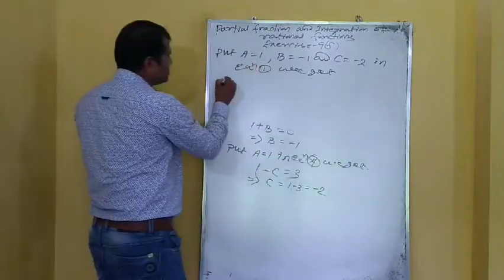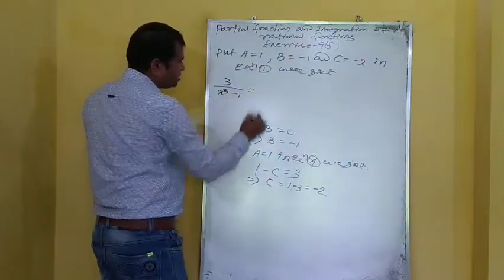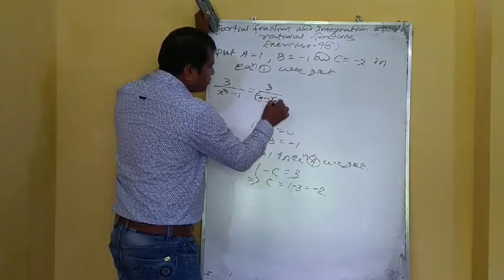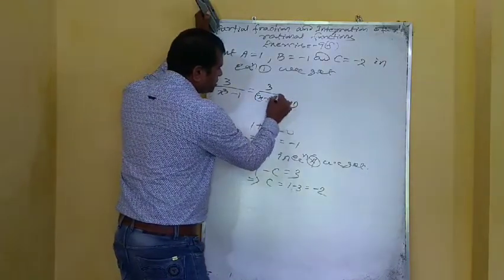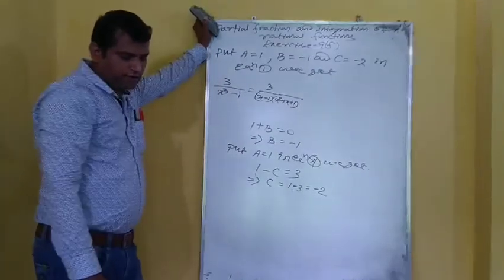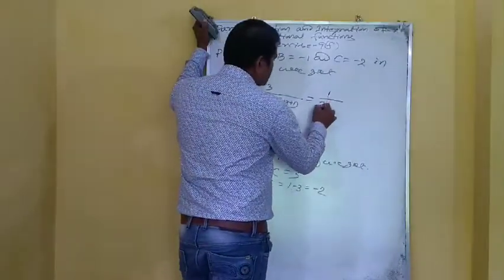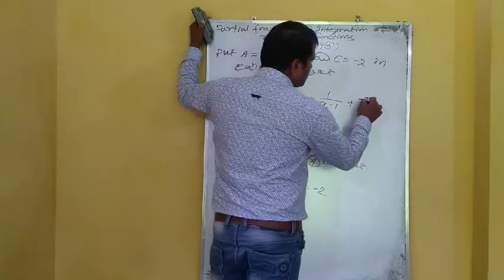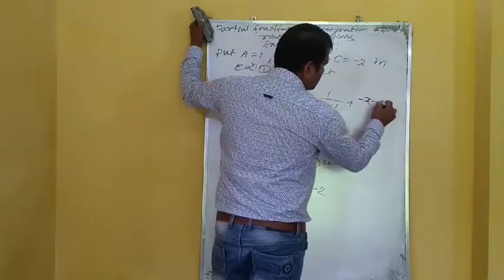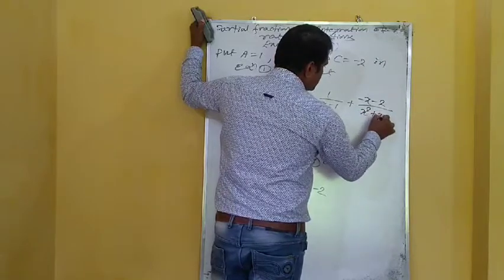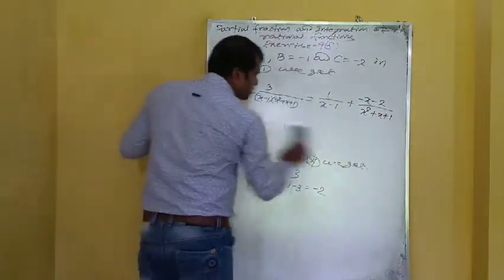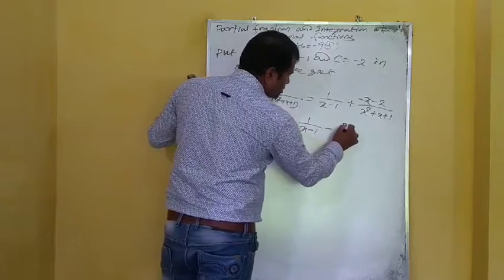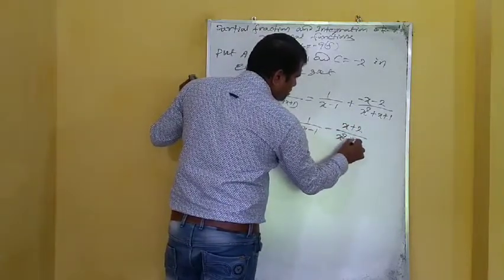3 by x cube minus 1 is equal to 3 by (x minus 1) whole into (x square plus x plus 1), that is a cube minus b cube formula, that equal to 1 by x minus 1 plus (bx plus c). So we write here minus x minus 2 by x square plus x plus 1, that becomes 1 by x minus 1 minus (x plus 2) by x square plus x plus 1.